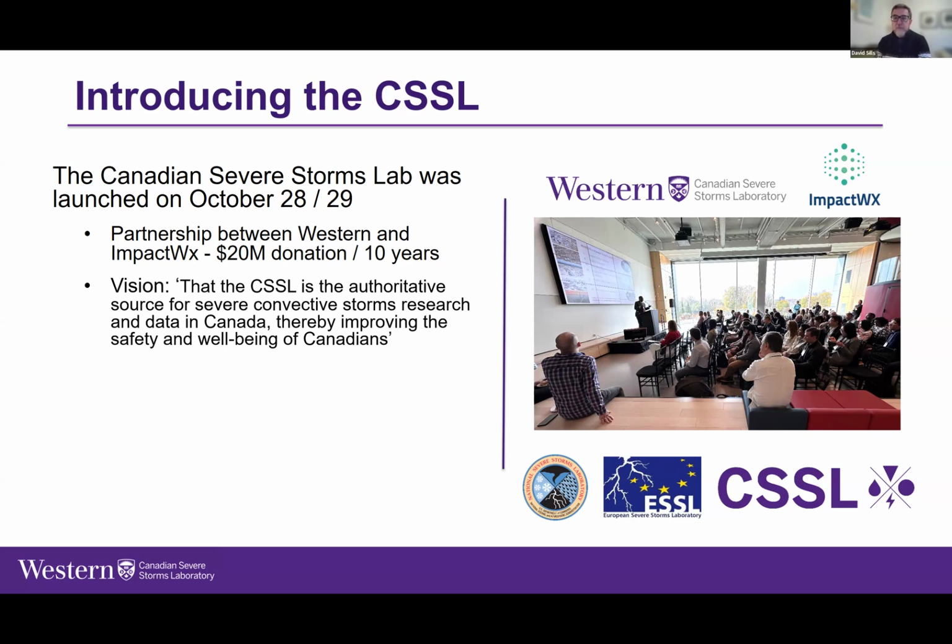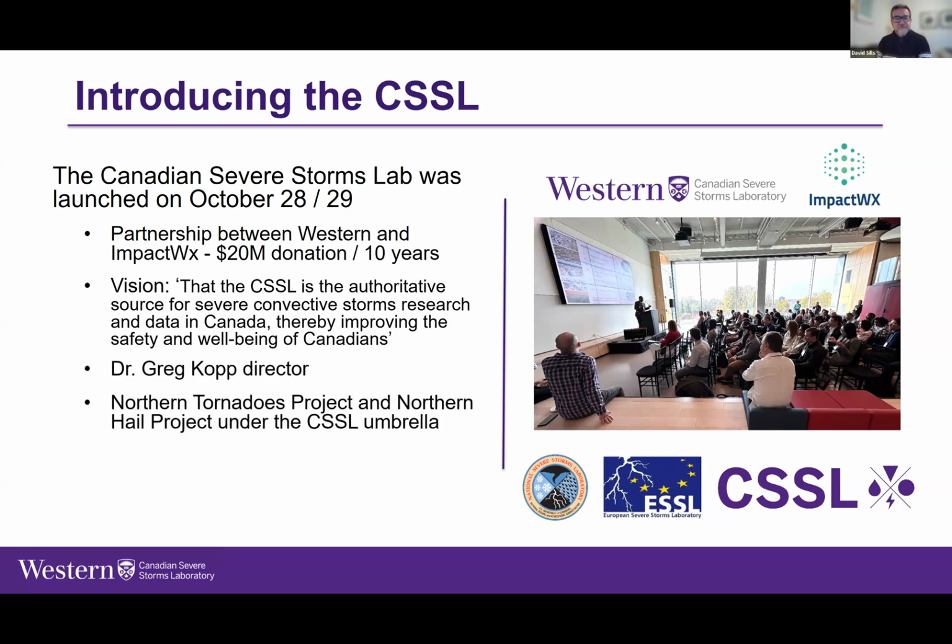And that's a photo from the symposium that we held on the 29th at Western or near Western. And you can see there was quite a crowd taking in all of the international speakers and Canadian speakers that we had to celebrate the launch of the CSSL.